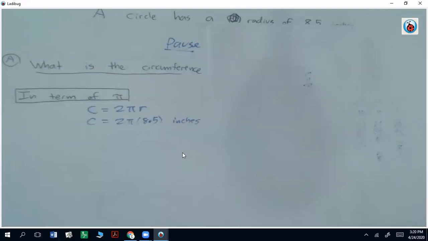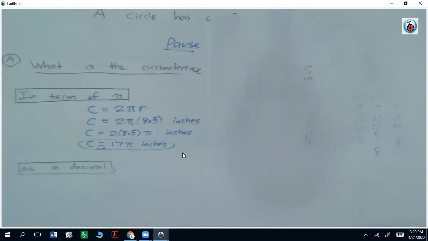Okay, let's check our work. So the circumference, since the radius is 8.5, would be 2 pi 8.5 inches. And 2 times 8.5 is 17. So that would be 17 pi inches. As a decimal, we are looking at approximately 53.4 inches when you calculate the pi.